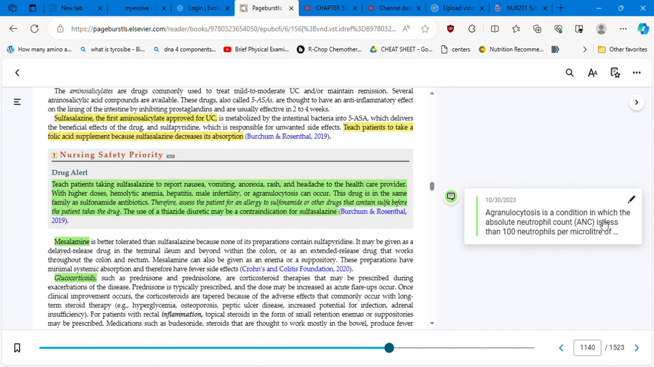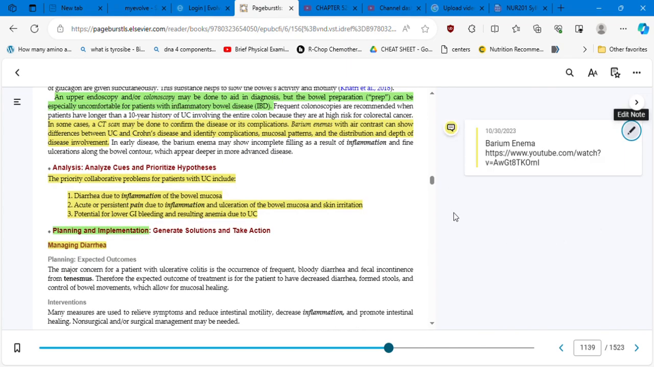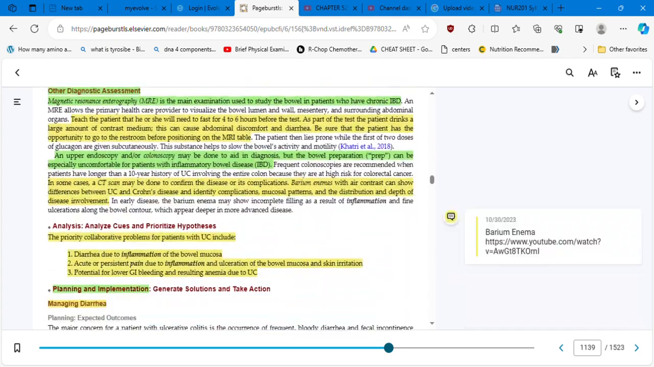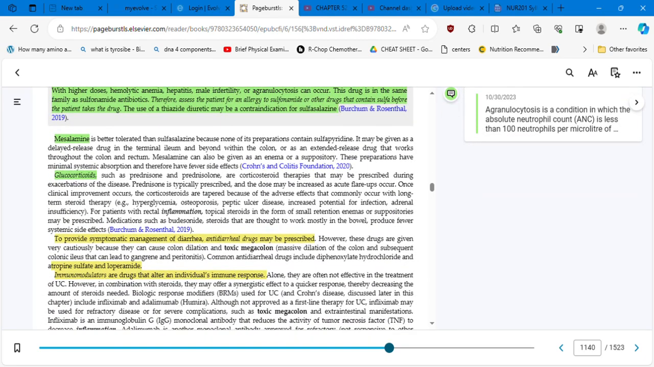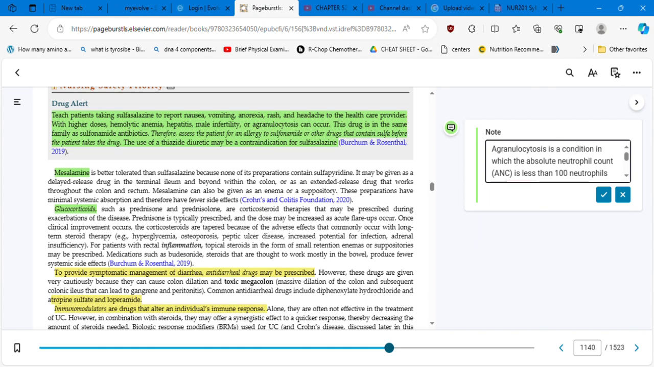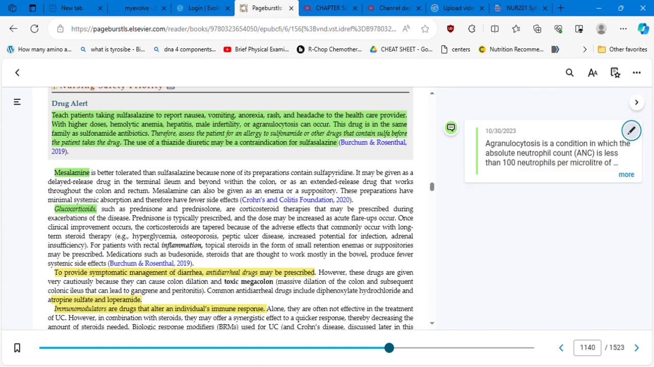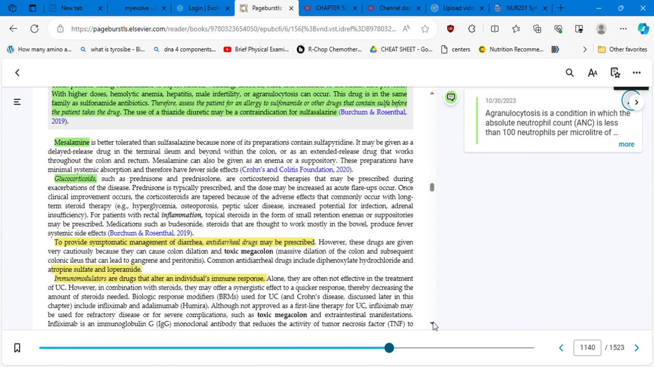Agranulocytosis is a condition in which the absolute neutrophil count is less than 100 neutrophils per microliter of blood. Okay, so I want you to remember that. It's very important. People with this condition are at very high risk of severe infection. Normal is 2,500 to 6,000. That's the normal neutrophil count.